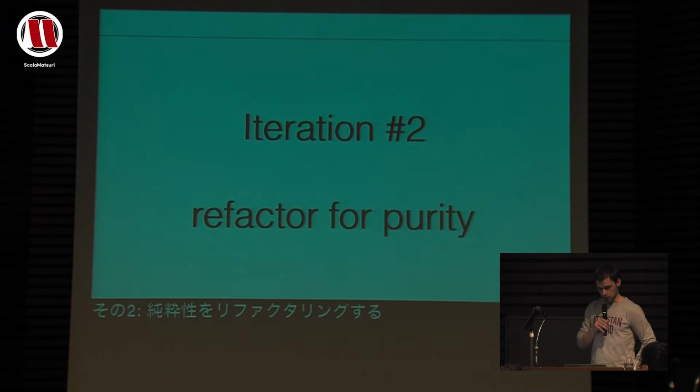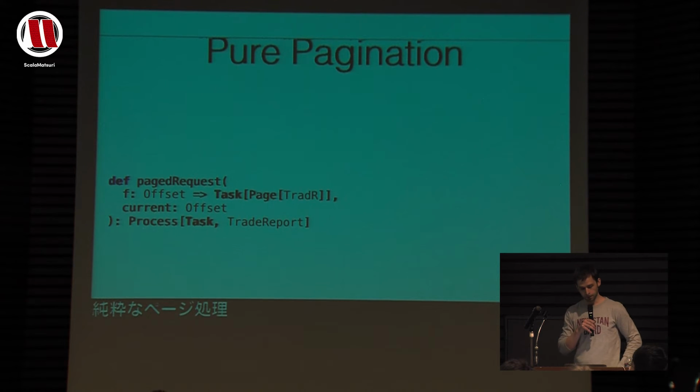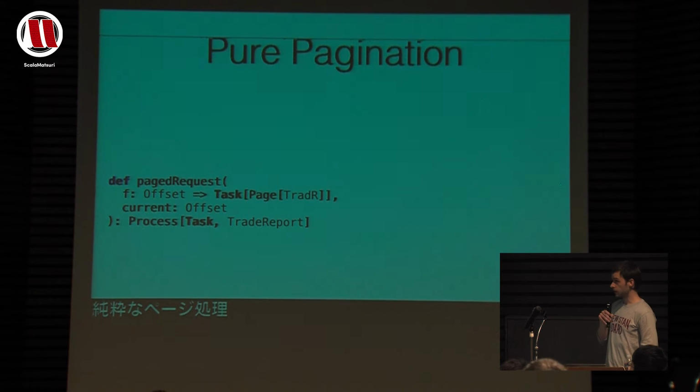And yes, in iteration 2, we will refactor for purity, because what we saw before is actually quite difficult to test. By refactoring to purity, we want to separate side-effecting from pure behavior in our process. So let's see, on the left side, that's the page request that we started off with. We tied everything quite strictly.